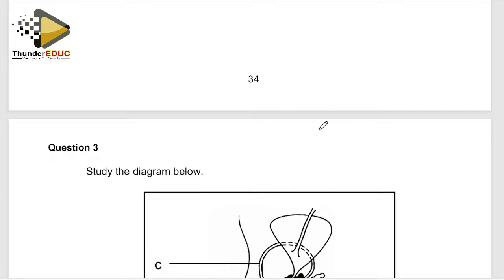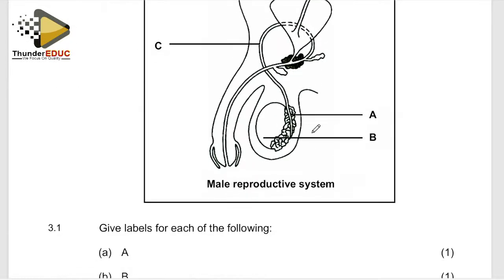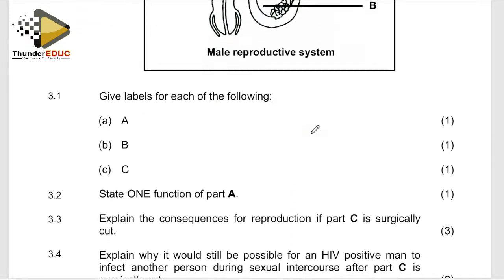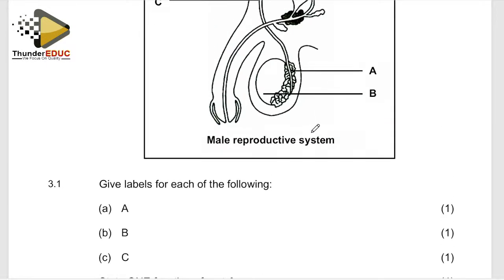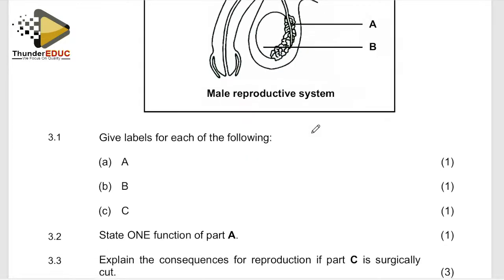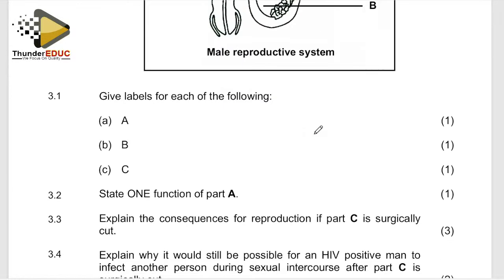Then we got the next question. Give the letter for each of the following. You have part A. We saw the parts, which is the epididymis. Part B, we saw, is the testis. Part C is vas deferens.